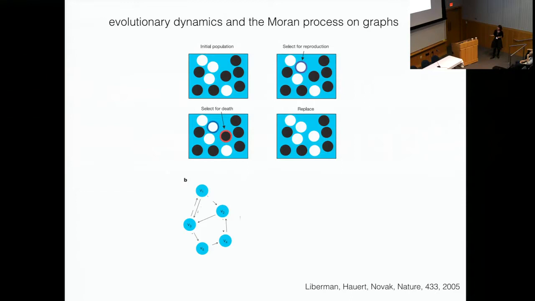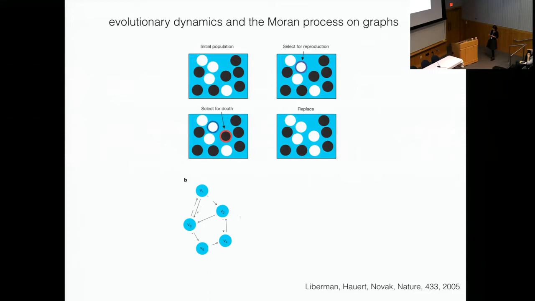we assume that one step of the Moran process is that we select an individual for death, then we select an individual for reproduction among its neighbors, and this birth selection process is proportional to fitness, and then this new individual replaces the one selected for death. And so here, the nodes are the individuals, and the links represent which individuals can replace my focal individual.